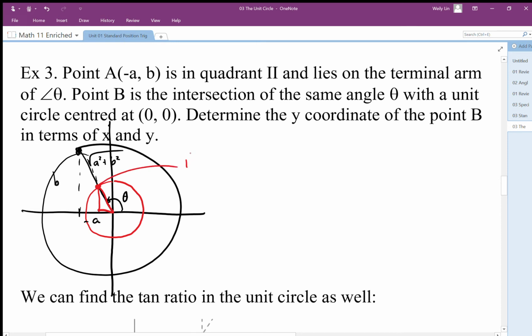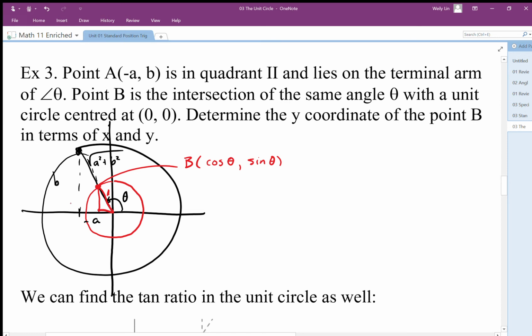We're trying to figure out the x and y coordinates of point B. It says x and y, but really it should be a and b, so we want to find this in terms of a and b. Since this is a unit circle, this x coordinate is equal to cosine theta, and the y coordinate is equal to sine theta.